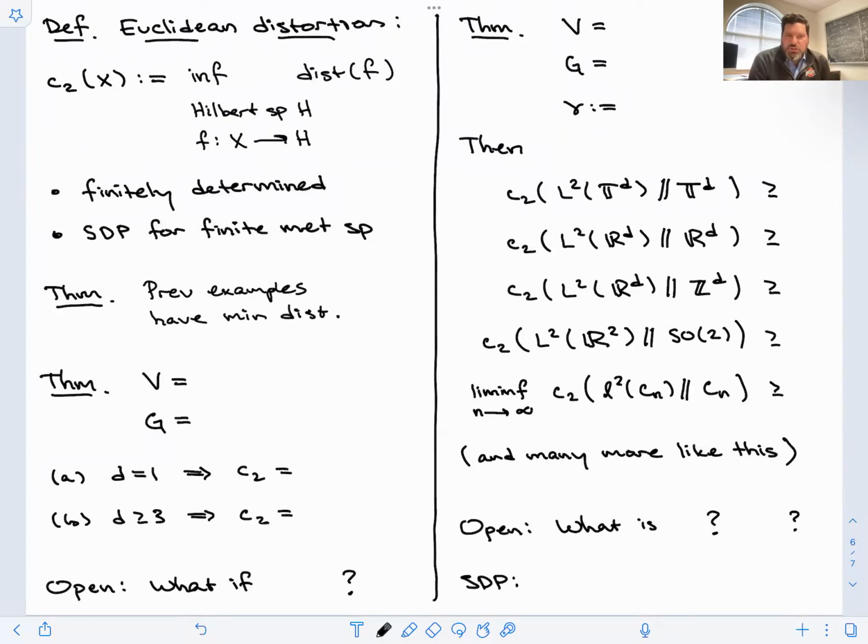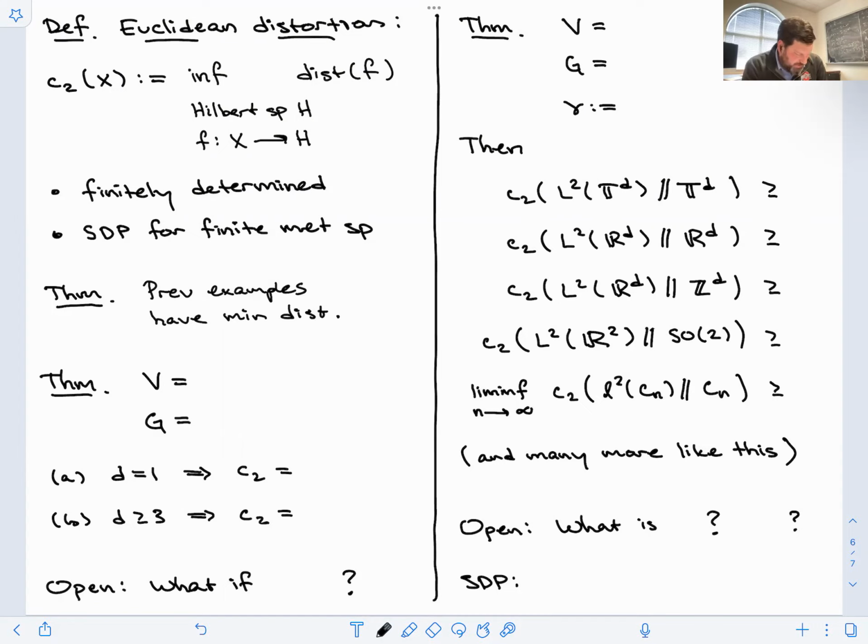Those three examples I showed you, they're not just Bilipschitz. They are Bilipschitz with minimum possible distortion. It's not possible to produce something that's any closer to an isometry in those cases. Those are the best.